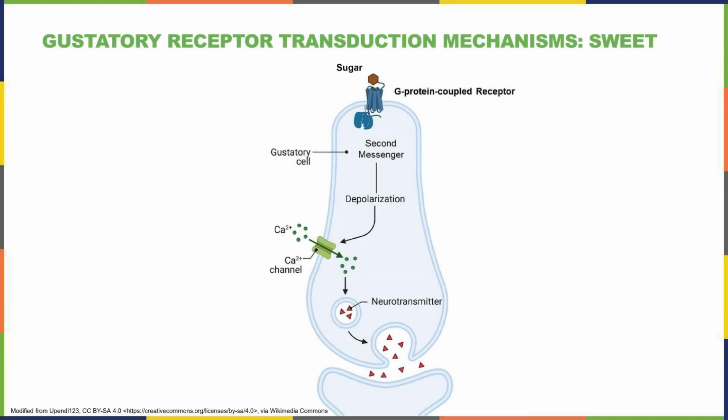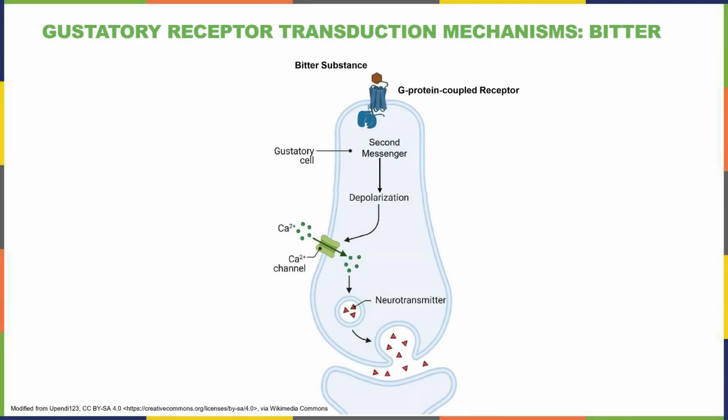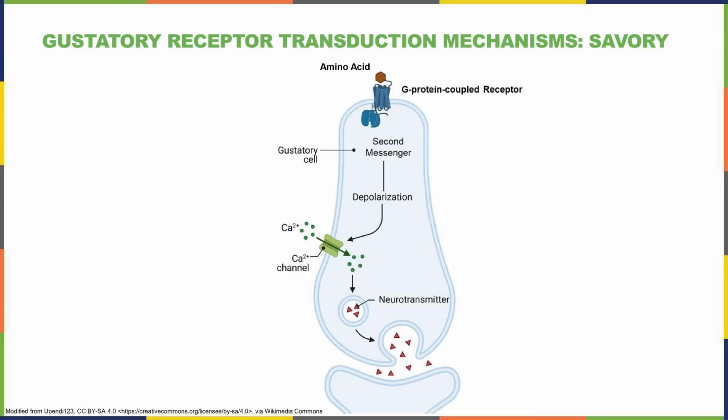For the sweet taste, sugars like sucrose, lactose, fructose, or glucose bind to G protein-coupled receptors on the receptor cell membrane. Bitter compounds, such as alkaloids found in coffee or chocolate, also bind to G protein-coupled receptors. For the savory taste, amino acids, especially glutamate, bind to similar G protein-coupled receptors, creating that meaty or broth-like taste.